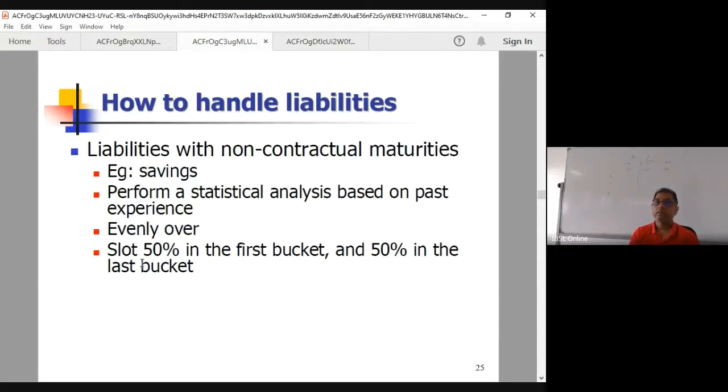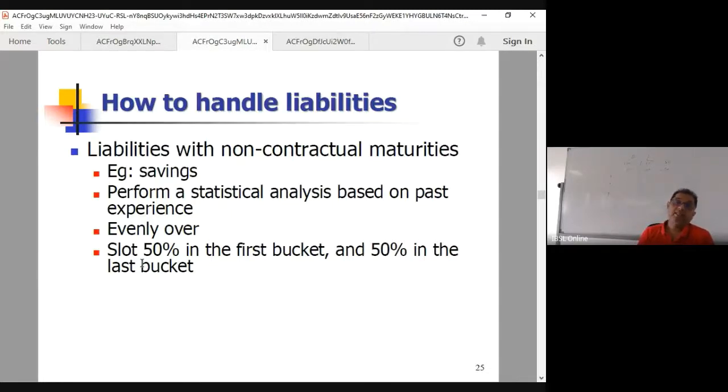So what you do then is you do a statistical analysis based on your typical past trends of your assets and liabilities, and say, okay, most of my savings accounts have a behavior of being with me for, say, if you have 100 million in savings accounts, you can say 50 million of it sticks around for 3 months, 75 million of it sticks around for 2 months. So you do a statistical analysis and come up with a number there, and then you would slot your assets and liabilities into those various buckets based on the analysis.